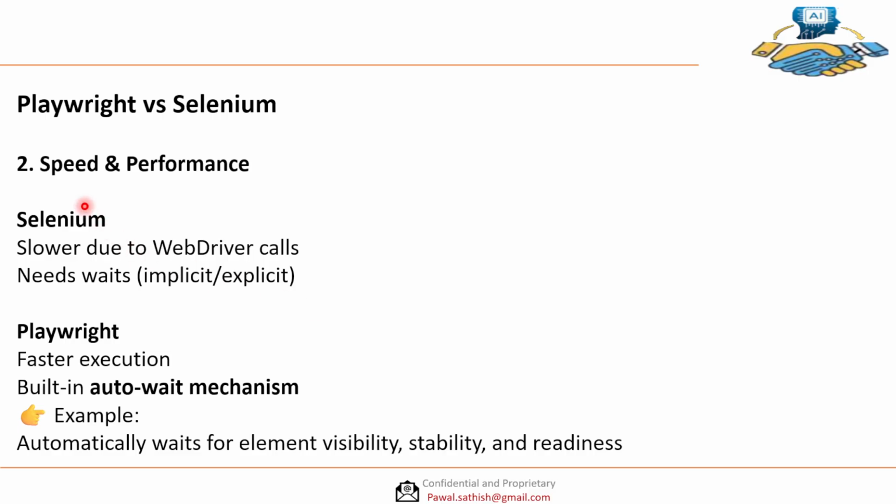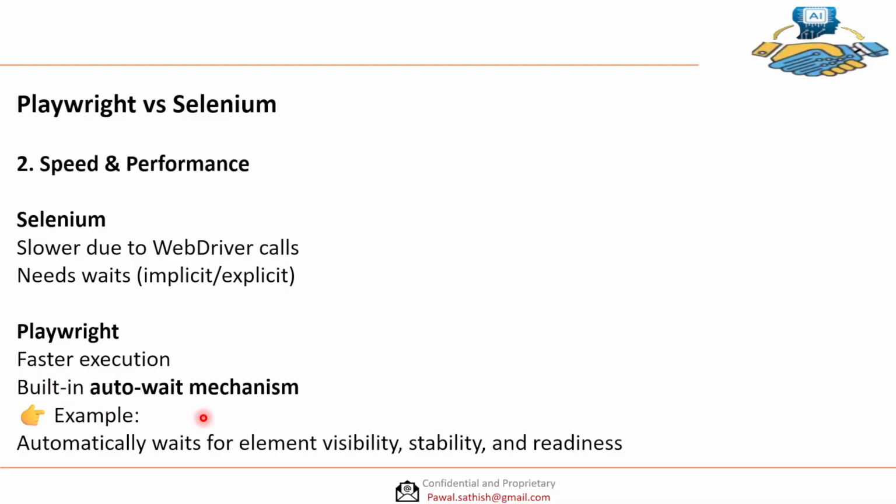Then, considering the speed and performance perspective, Selenium is slower due to the WebDriver calls, and it needs waits, implicit wait and explicit wait, which we need to add. Whereas Playwright has faster execution, and it has an auto-wait mechanism. It automatically waits for element visibility, stability, and readiness. That is the reason there are fewer flaky tests.